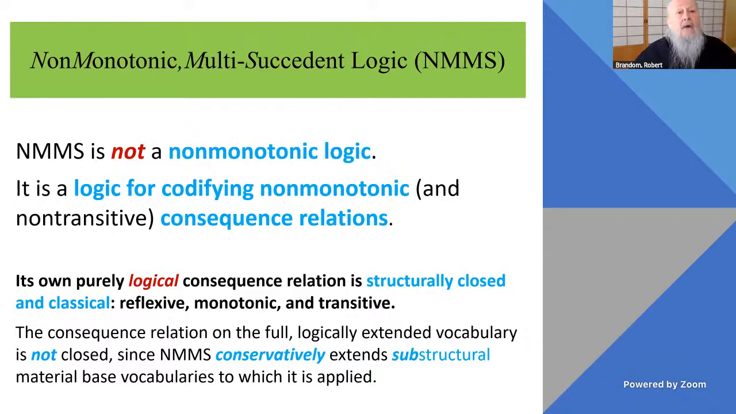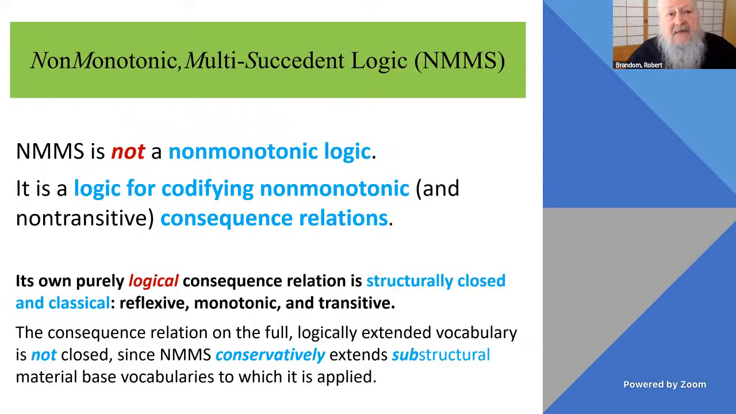Or we can ask, what happens if you apply the connective definitions of NMMS to the base vocabulary that just has instances of CO in it? Well, again, you just get classical logic. And further, if you apply these rules to any material base that satisfies CO, the consequence relation you get will be supraclassical. All the classical theorems will still be theorems.